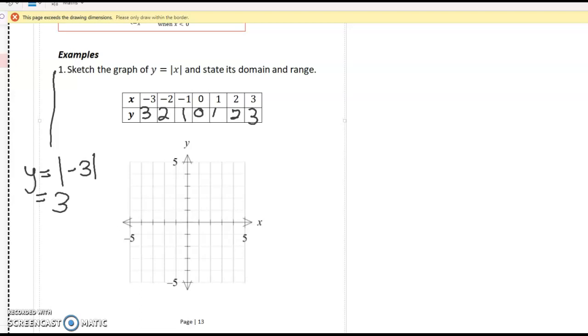on each side. Okay, so if we plot those, then we've got (-3, 3), (-2, 2), (-1, 1), (0, 0), (1, 1), (2, 2), and (3, 3). Okay, so then we can just draw straight lines through those, and that will be our first function. It's not going to be pretty, but you get the sense of what it's going to be like. There we go. So that's y equals the absolute value of x.